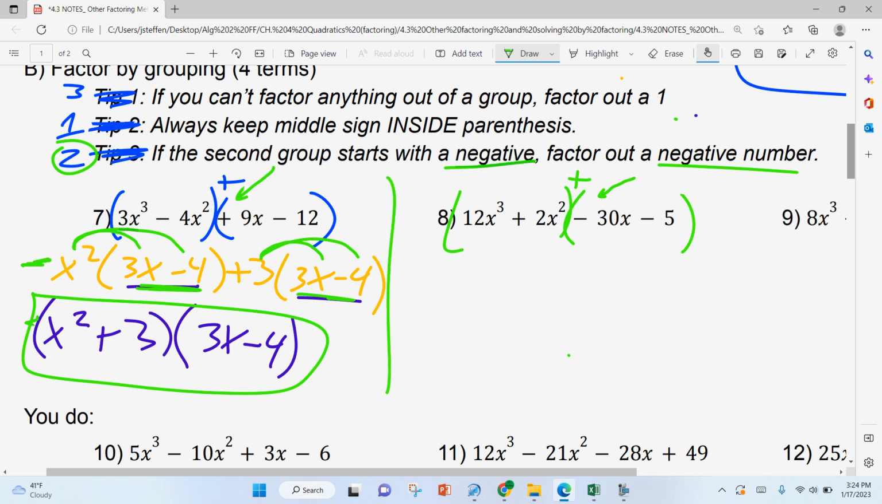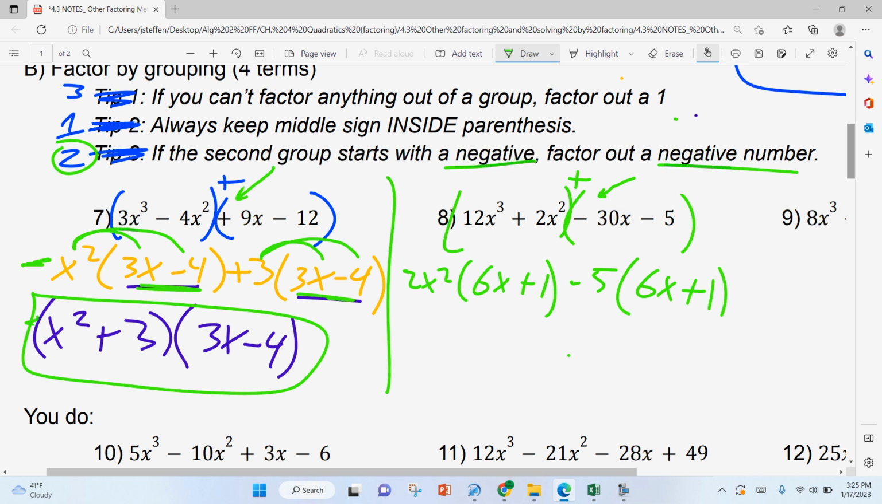So that doesn't really affect my first one. I factor out a 2x squared, which leaves me with 6x plus 1. But now, instead of factoring out a 5, I want to factor out a negative 5. If you don't do that, it's going to mess things up. So it leaves you positive 6x plus 1.